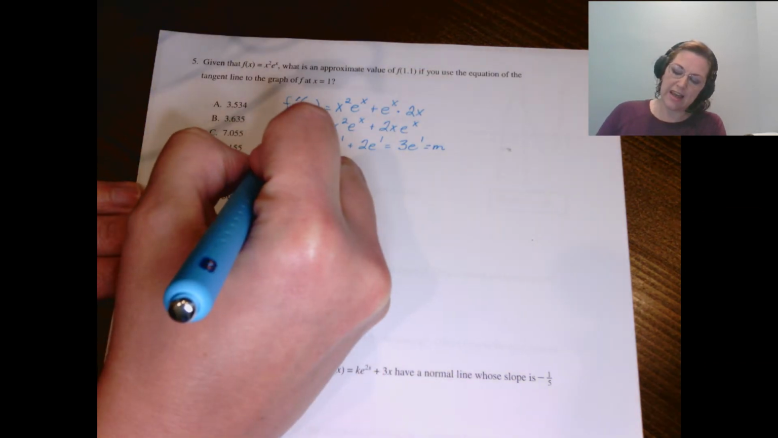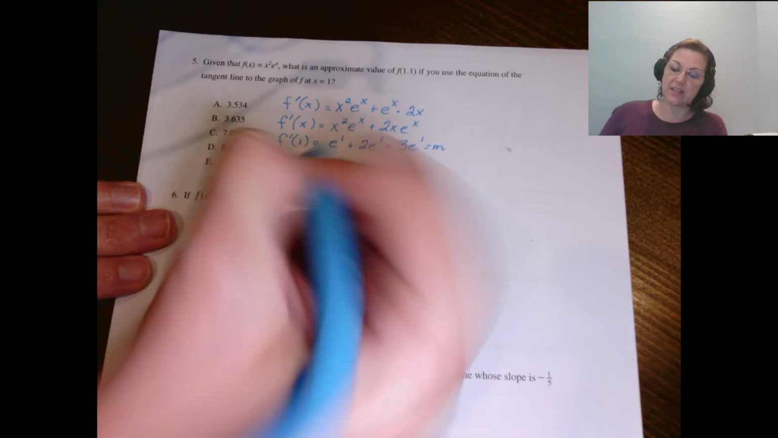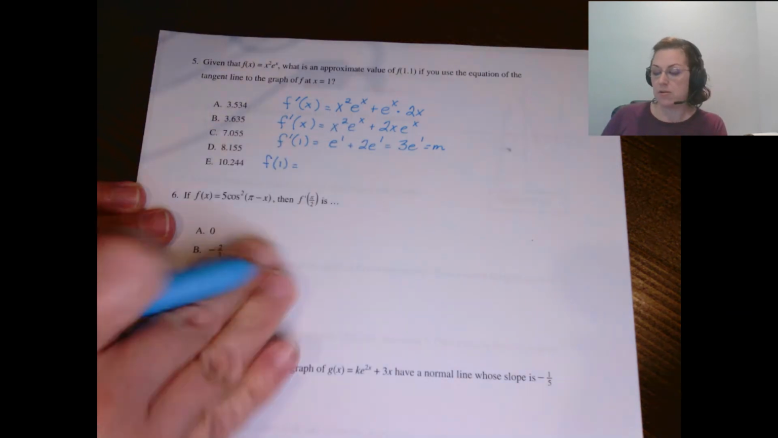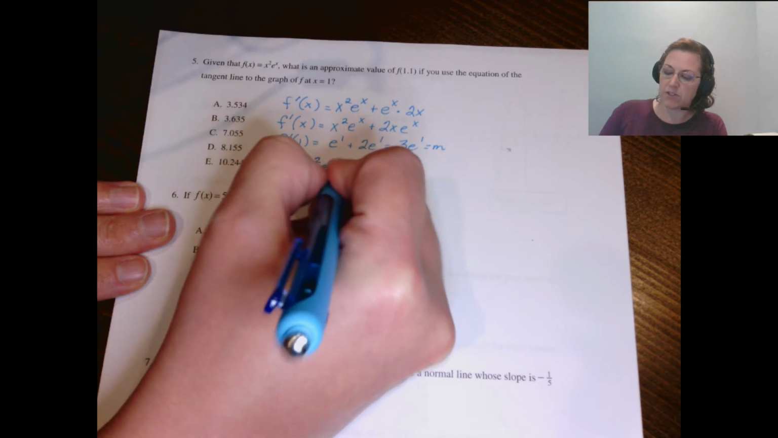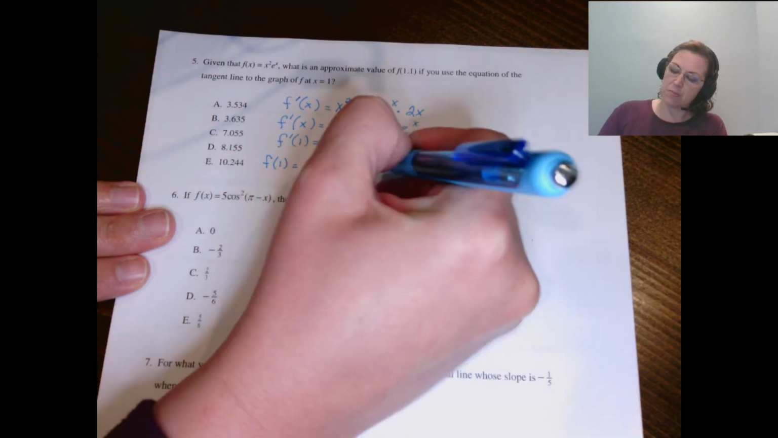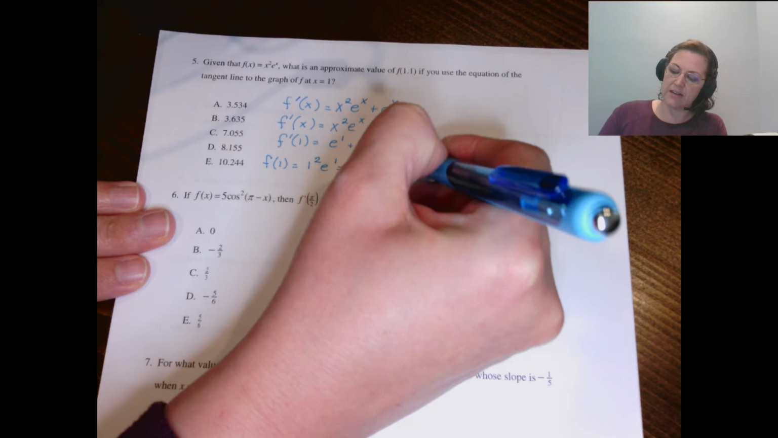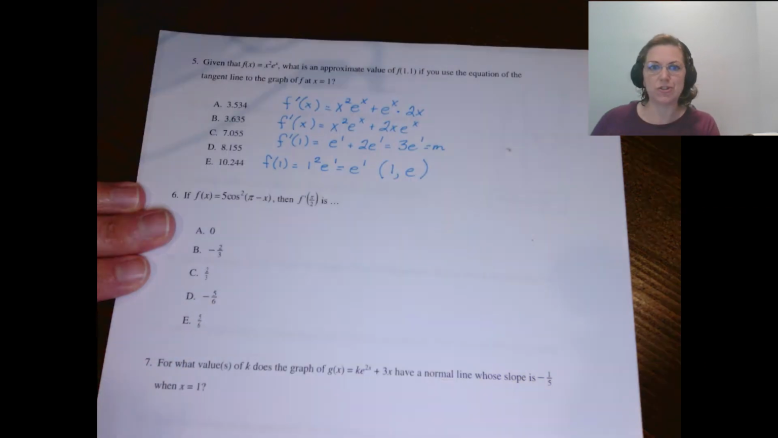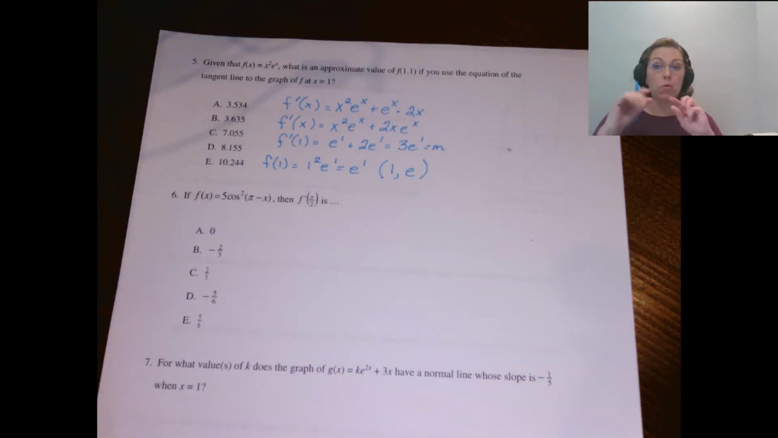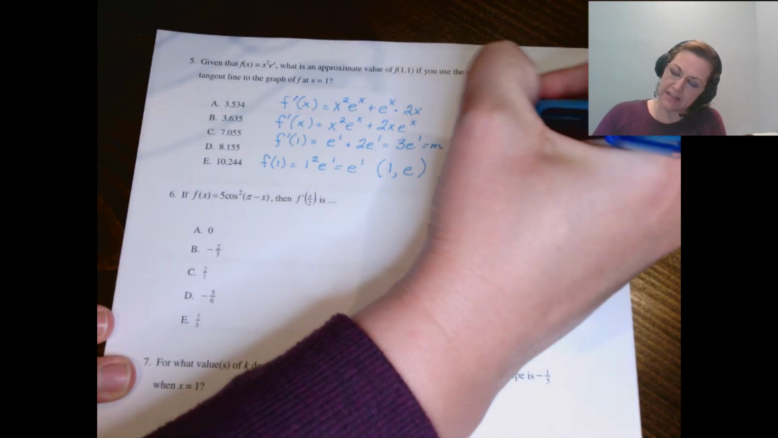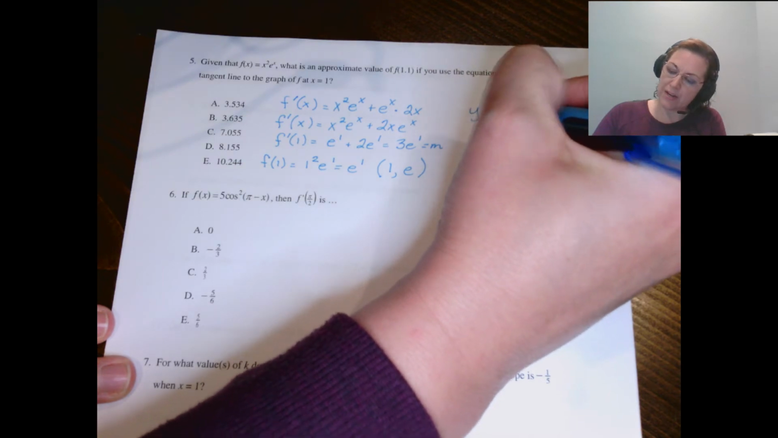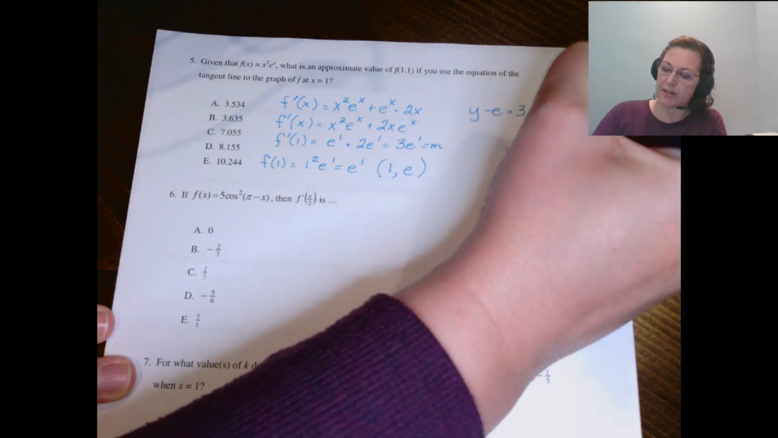Now I need my point. So when x is 1, let's go back to the function. We'll plug in, I've got 1 squared times e to the 1, which is e to the 1. So my point is 1, e to the first. Now here's what we're doing. We're going to write our tangent line. Let's do that. y minus e equals 3e times x minus 1.